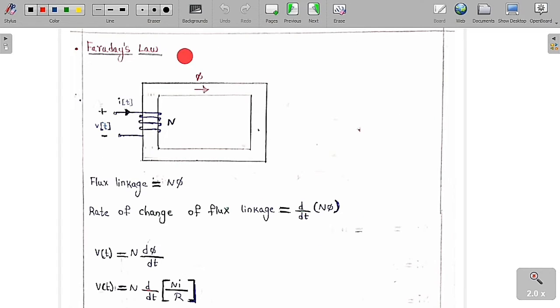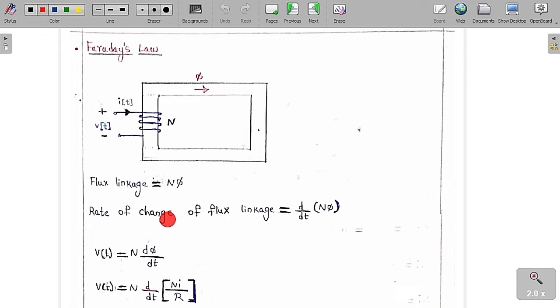Now we will discuss Faraday's law. Faraday's law is very important. Say a magnetic core, and I am going to wind on the limb a coil of N turns, and I am going to apply a current i of t with supply voltage v of t. As you apply the right hand rule, you curl your right hand fingers in the direction of the current. The thumb is going to give the direction of the flux. So overall flux linkage lambda is equal to N into phi, where phi is the flux linkage because of one turn.